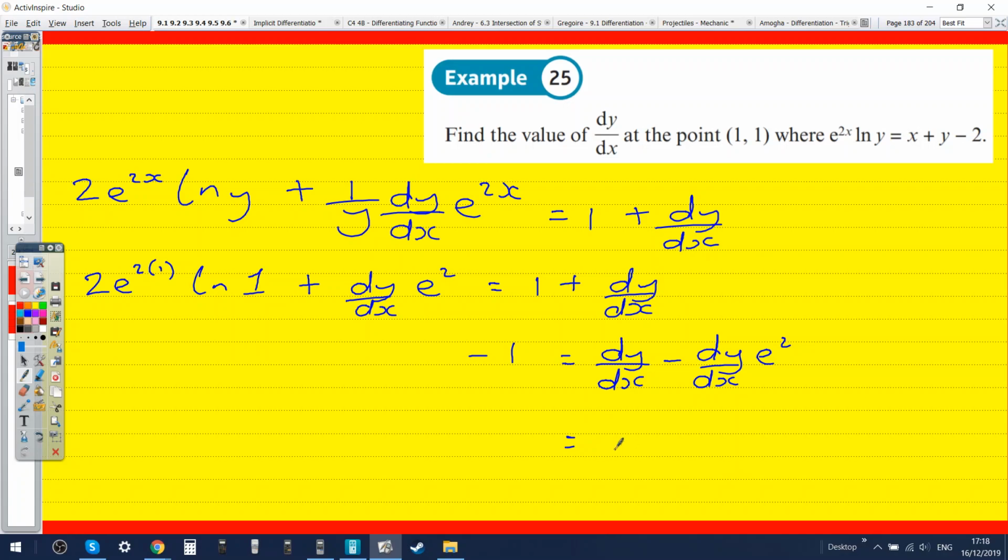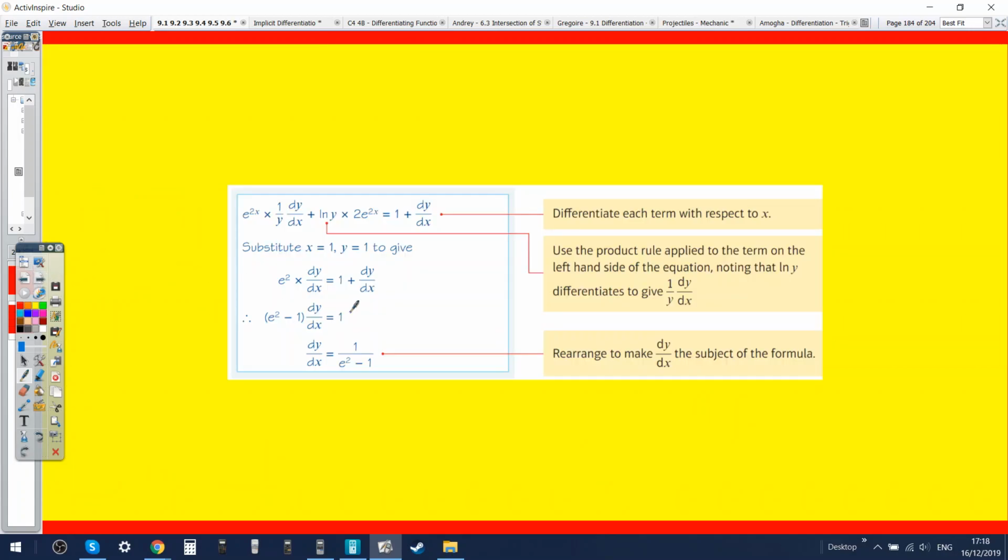Factorize, yeah. So dy by dx times 1 minus e squared is equal to minus 1. So then you just have dy by dx is equal to minus 1 over 1 minus e squared. Do you have to solve that more? Could you just leave it as 1 minus e squared? This is an exact value. Okay. There we go.